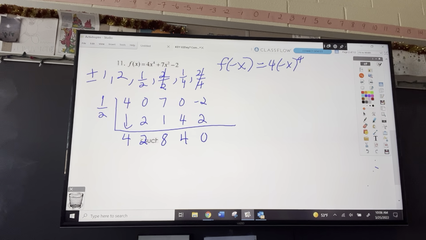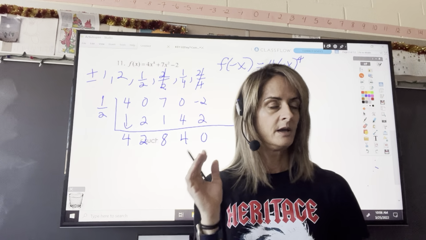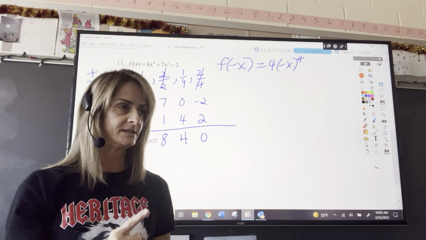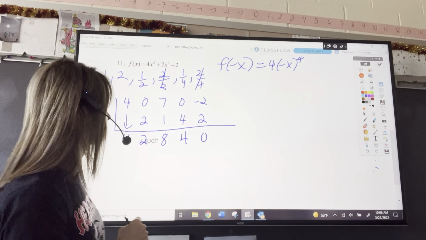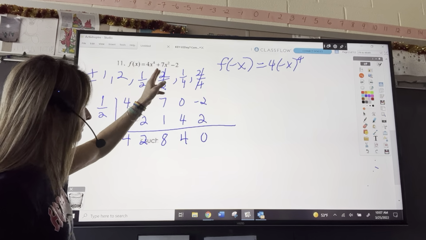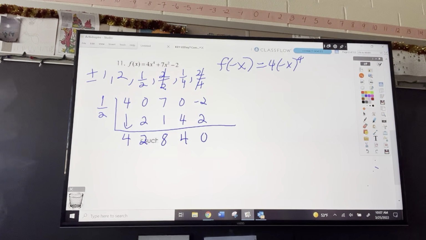That means that 1/2 is a 0, because it went in evenly. We good? Now, we already know that there's only one positive 0. So we're not going to try 1, we already tried that. We're not going to try 2. We're not going to try 1/4 because we know they're not going to work. So now we're going to try a negative.